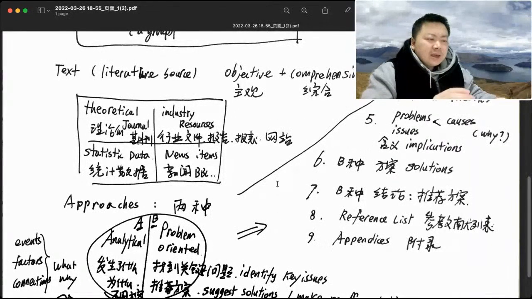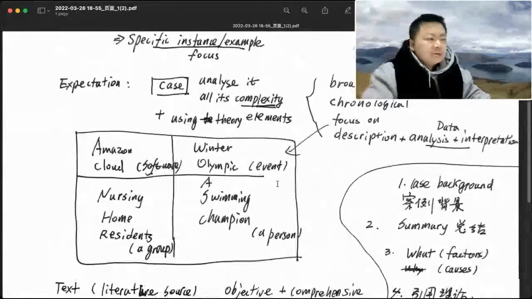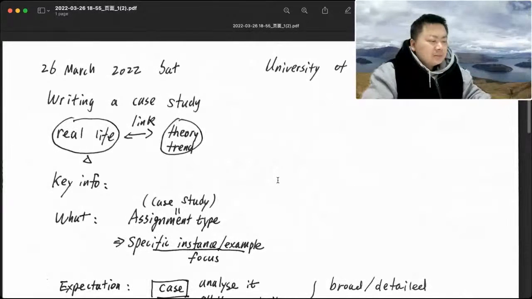Okay. The 8th one, I have been writing a few assignments, so I'm getting more familiar with reference lists. But what is appendices? What's the difference? Anyway, I'm going to leave it for now. So that's my guide for writing a case study.